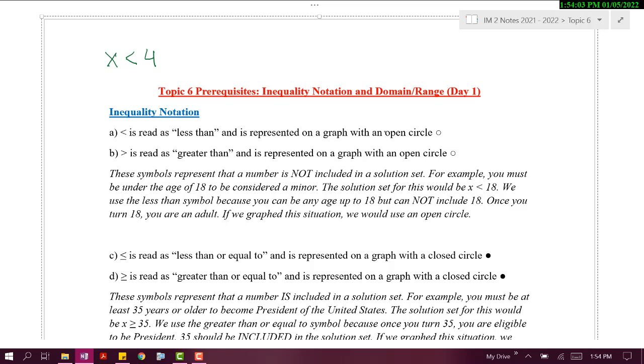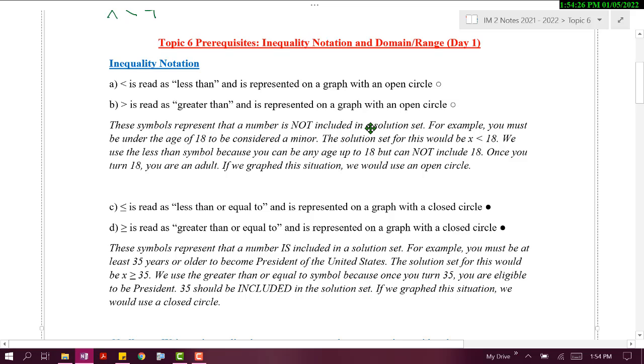For example, you must be under the age of 18 to be considered a minor. The solution set for this would be x is less than 18. Not less than or equal to, because if they were 18, they wouldn't be a minor anymore. We use the less than symbol because you can be any age up to 18, but cannot include 18. Again, it's an open circle.